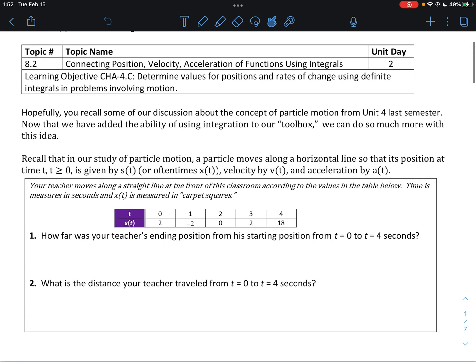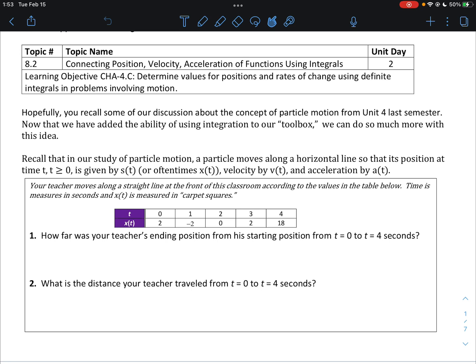Recall in our study of particle motion, a particle moves along a horizontal line, so its position at time t is greater than or equal to 0, is given by the function s of t. Sometimes we call it x of t. It really could be anything, but usually we say s of t or x of t. Velocity, we do v of t, and acceleration is a of t.